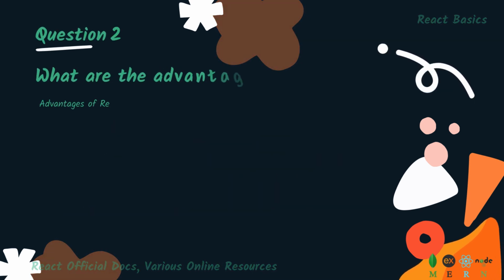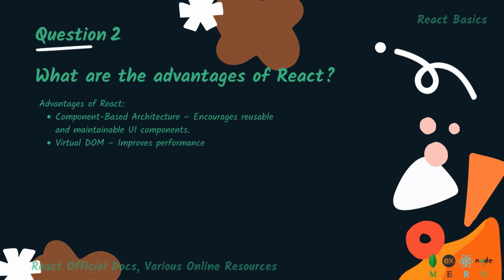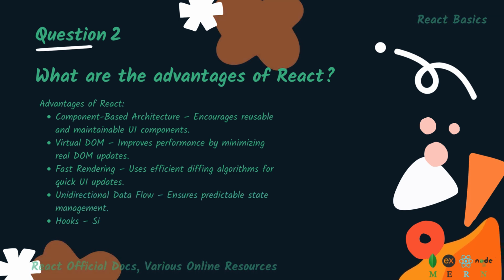What are the advantages of React? Advantages of React: component-based architecture, encourages reusable and maintainable UI components. Virtual DOM improves performance by minimizing real DOM updates. Fast rendering uses efficient diffing algorithms for quick UI updates. Unidirectional data flow ensures predictable state management. Hooks simplify state and lifecycle management in functional components.